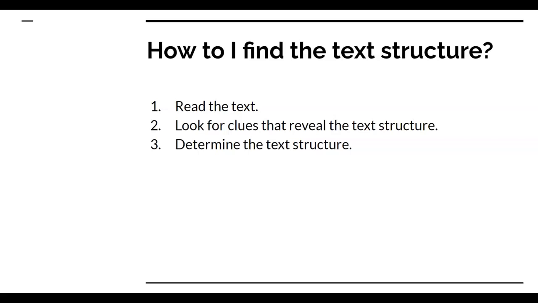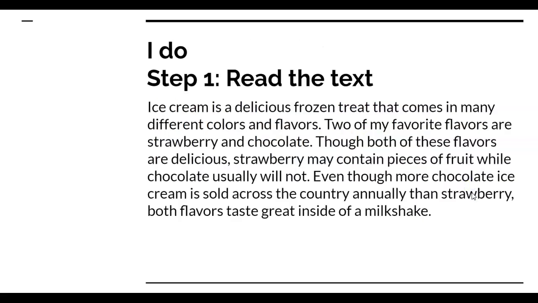And then you're going to take what you've read, the information that you've gathered from the text, along with those clues that you found, and that takes you to step number 3, which is to combine all of that information to figure out what the text structure is. So if I were going to follow those steps, this is what it might look like.